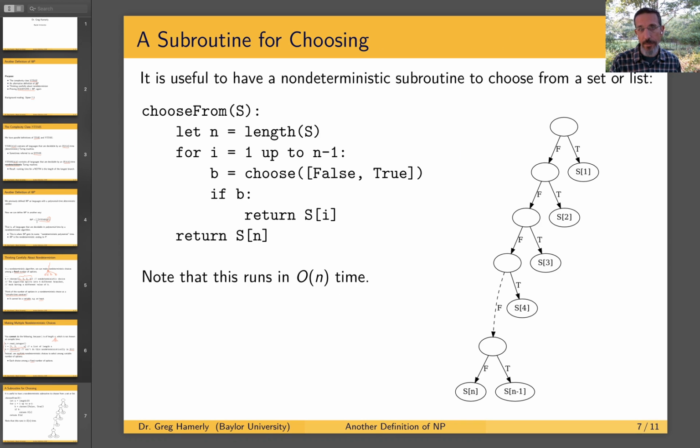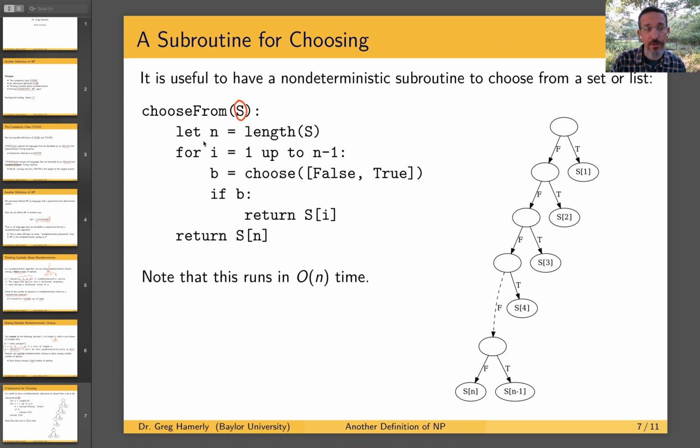Here is an algorithm that I just mocked up, which is non-deterministic and which would behave in the following manner. Suppose you had a set or a list called S, and you wanted to choose one element from that list non-deterministically. You can't do that in constant time, but what you can do is choose or not choose the first element, choose or not choose the second element, and so on.